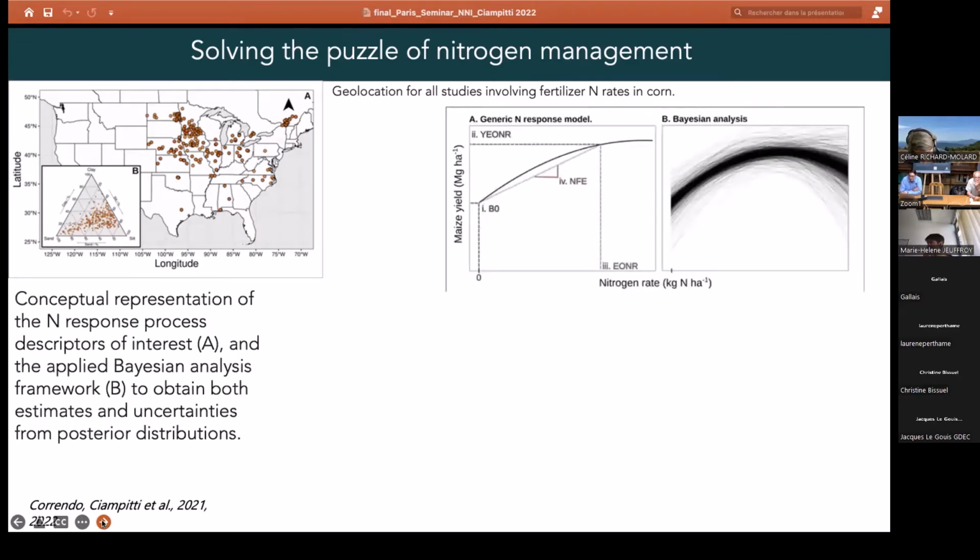Here's an example. Today, many in soil fertility are still using this response of maize yield to different nitrogen supply. You have your B0, which is the situation where we don't apply any fertilizer, and that's the yield at this point. Then you have a response, which is basically the NFE, the efficiency of response per unit of fertilizer. And then we have the yield at the economic optimal nitrogen rate.